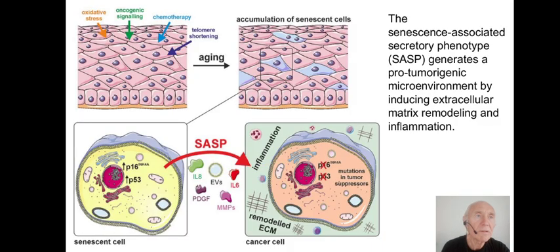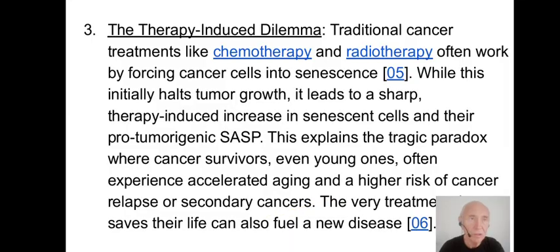Okay, next slide. The Senescent-Associated Secretory Phenotype generates a pro-tumorigenic microenvironment by inducing extracellular matrix remodeling and inflammation. So the stiffness of the extracellular matrix increases, the migration of immune cells is suppressed, and in such conditions, not only do senescent cells survive, but cancer cells also cannot be eliminated by immune cells.